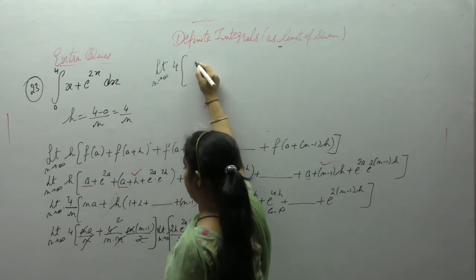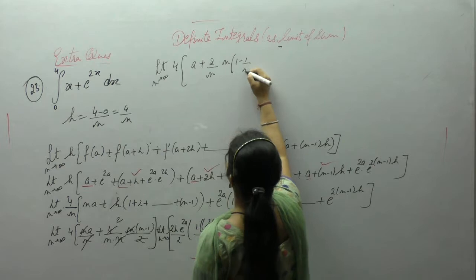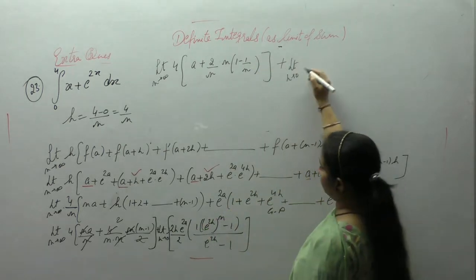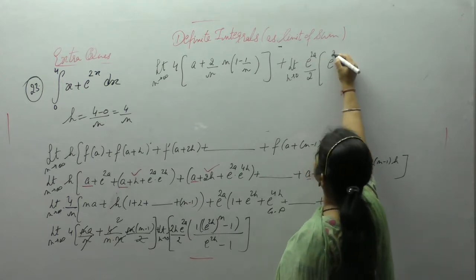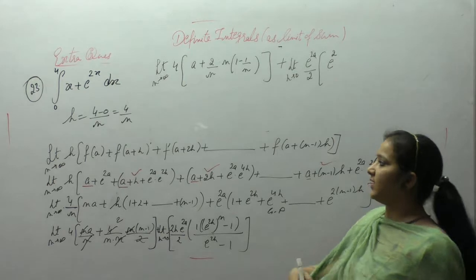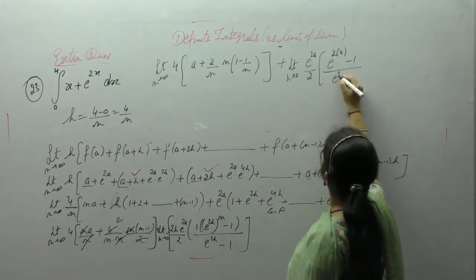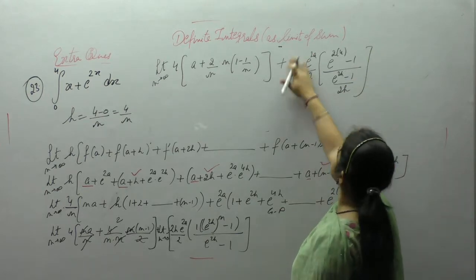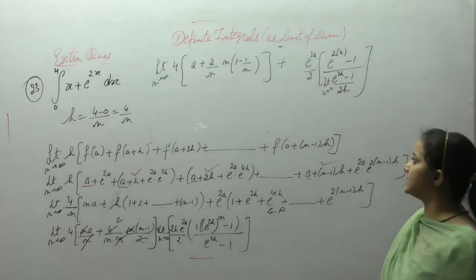Limit n tends to infinity, 4, a plus 2 by n, take n common, 1 minus 1 by n, plus limit h tends to 0, e^2a upon 2, e^2nh. What is the value of nh? 4. Minus 1, (e^2h minus 1) upon 2h. Limit h tends to 0, (e^2h minus 1) upon 2h is 1.